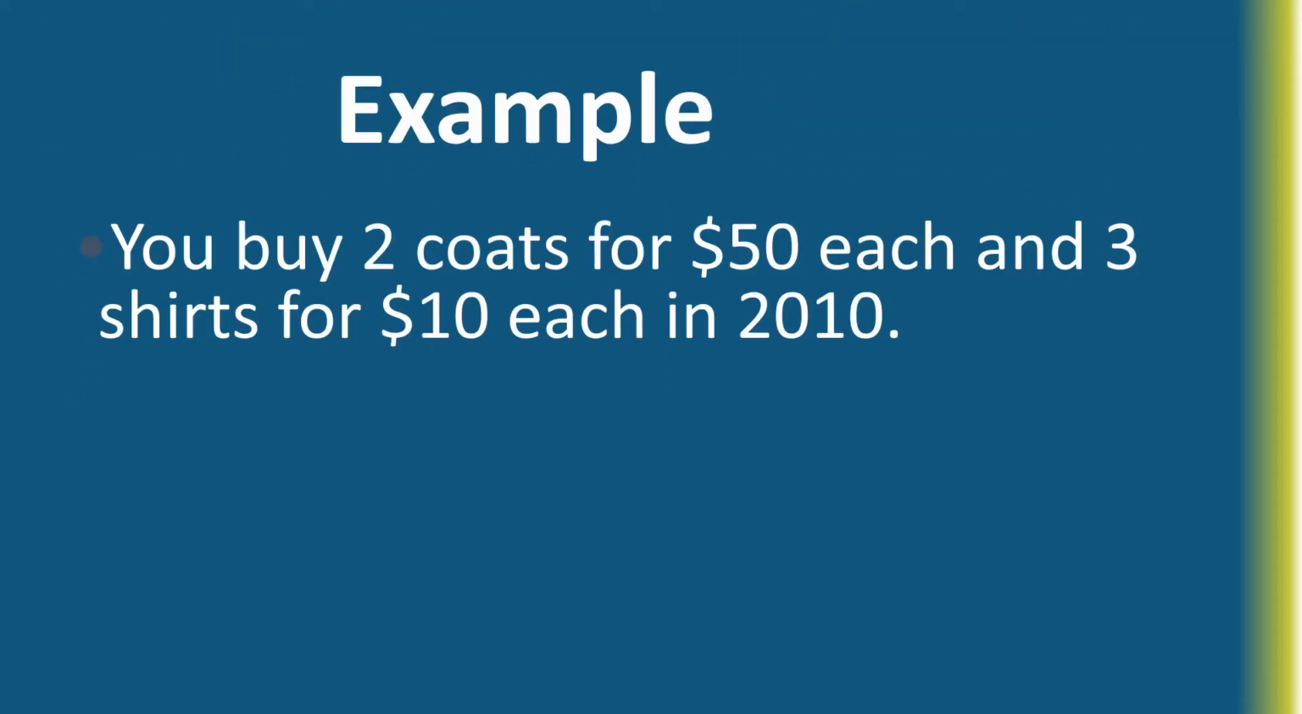So for example, you buy 2 coats for $50 each and 3 shirts for $10 each in the year 2010. 2010 is going to be our base year that we're going to use here. And so what we need to do is take this as our typical bundle of goods. We're going to say that 2 coats and 3 shirts, that's our bundle of goods that we want to compare.